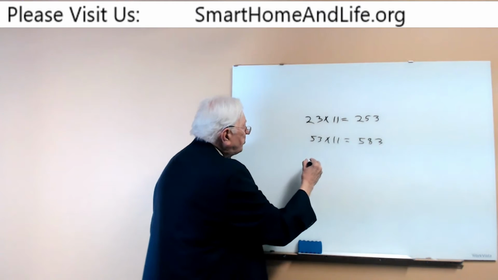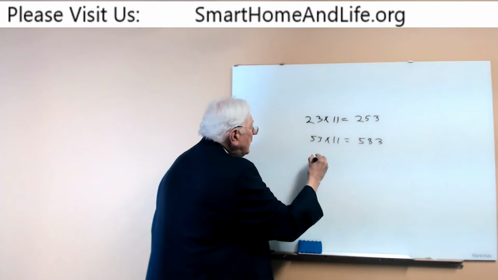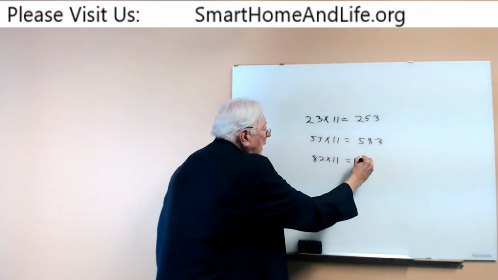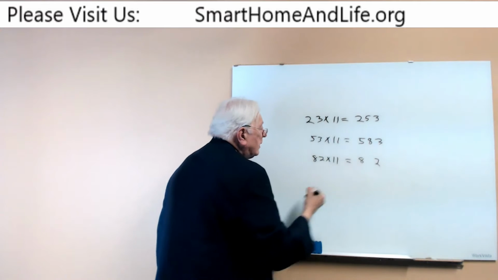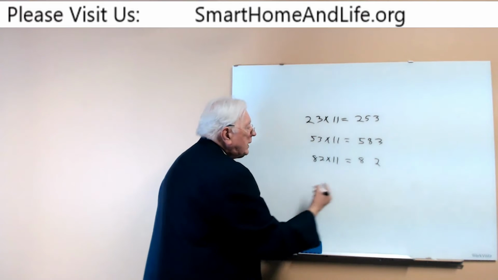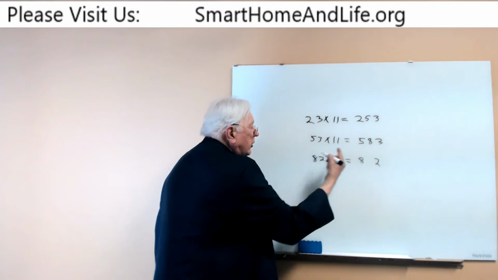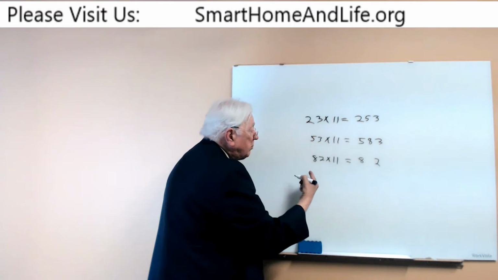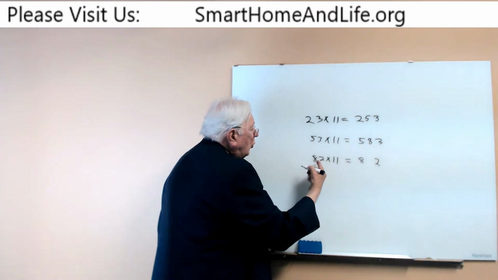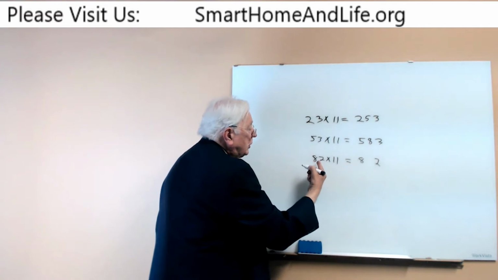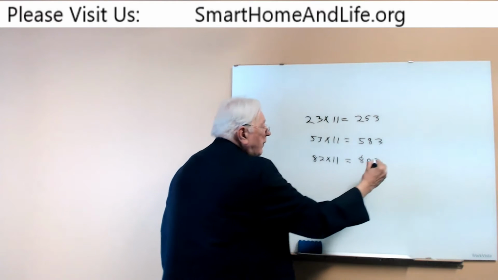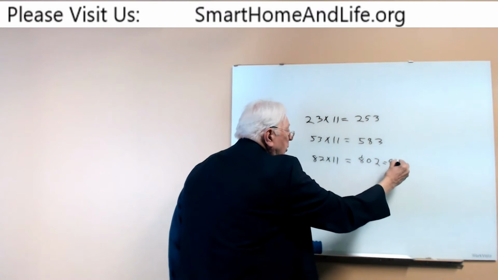Now let's look at, say, 82 times 11. 8 and the 2 at the ends. We add 8 and 2, that's 10. But we can only have a one-digit number here, and 10, of course, is a two-digit number. So here's what we do. 8 and 2 is 10. We put the 0 in the middle and carry the 1. And that gives us 902.